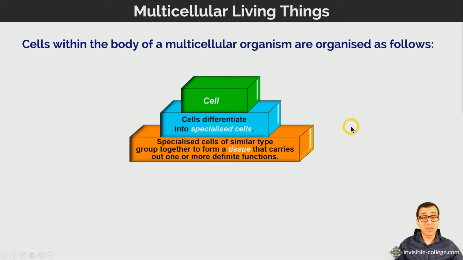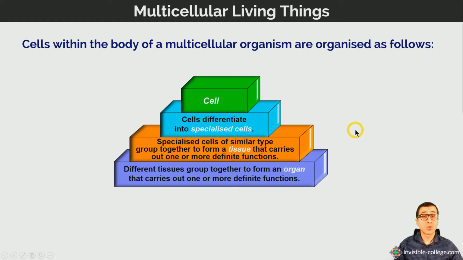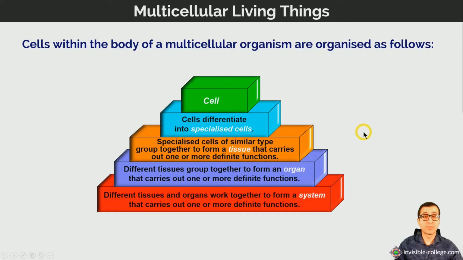Different tissues can then be organized into functional structures called organs, and those organs can then carry out one or more definite functions within that multicellular organism. But then different tissues and organs can all work together in a specific way to form a system, an organ system that carries out one or more definite larger scale functions within that organism.